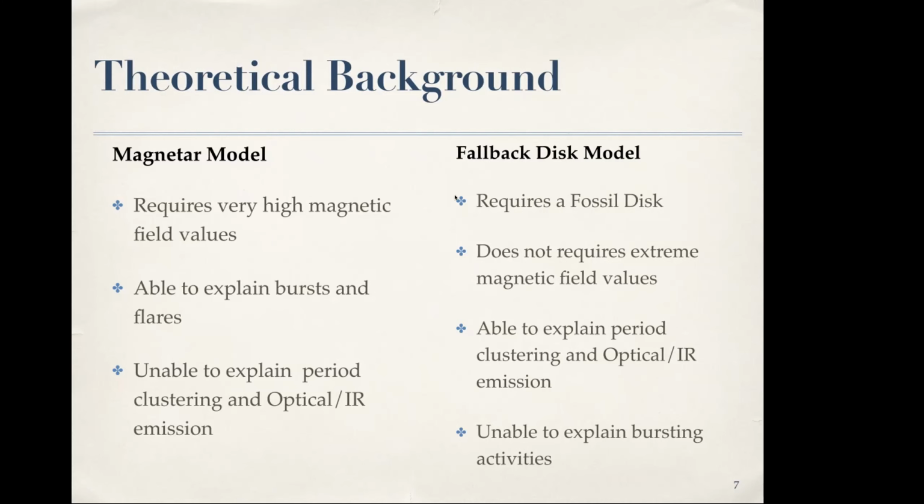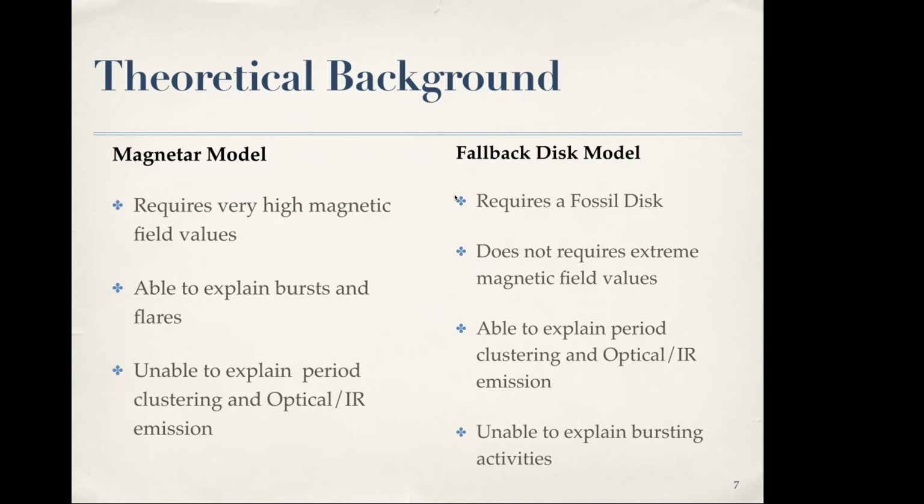The magnetar model, in principle, assumes that magnetars are sources with enormous magnetic field strengths beyond the so-called quantum critical level, and it is precisely these magnetic fields which are responsible for the observable characteristics such as bursts, outbursts, flares, and their X-ray luminosities. This model, however, cannot account for the period clustering of magnetars and also for their optical and infrared emission detected in several magnetars.